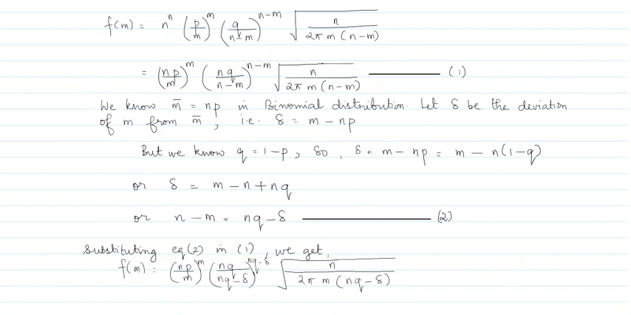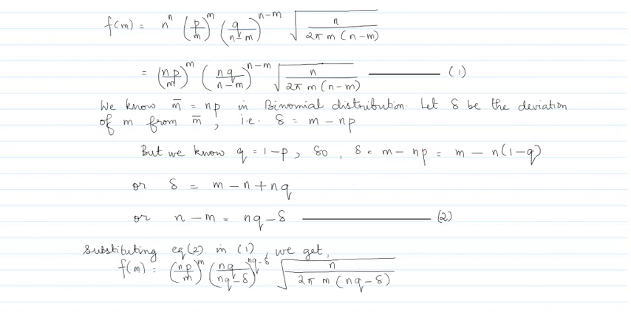Okay. Now I know that for a binomial distribution, m bar is np. This is the mean value. Let delta be the deviation of each random variable from the mean value. So delta is m minus m bar, or m minus np. I also know that q is 1 minus p. So in this expression for delta as m minus np, I am putting p as 1 minus q.